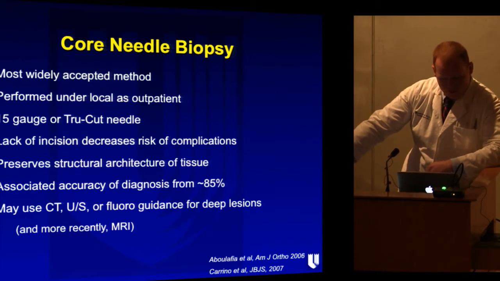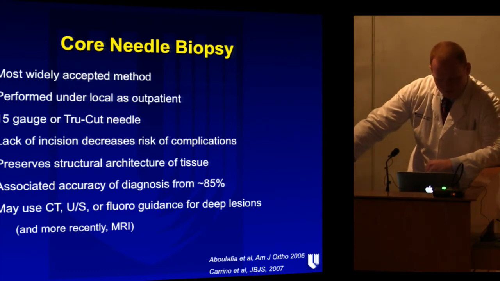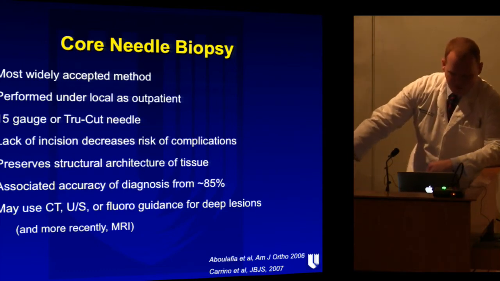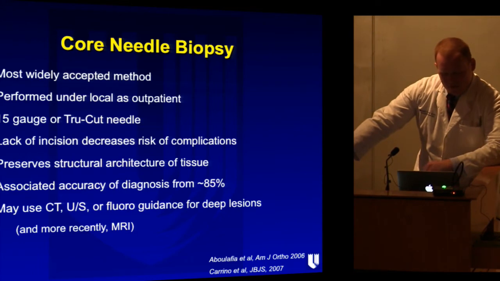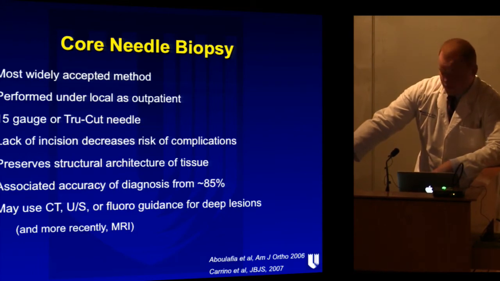Moving on to core needle biopsy. It's the most widely accepted method for percutaneous biopsy of a questionable lesion. This procedure can be performed with minimal local anesthesia in the clinical setting. A 15 gauge needle can be used, or like we do here at Duke, a specialized true cut needle. Core needle biopsy enjoys the benefits of the fine needle with the addition of the maintenance of tissue architecture. Diagnostic accuracy with that architecture in place increases to about 85%.